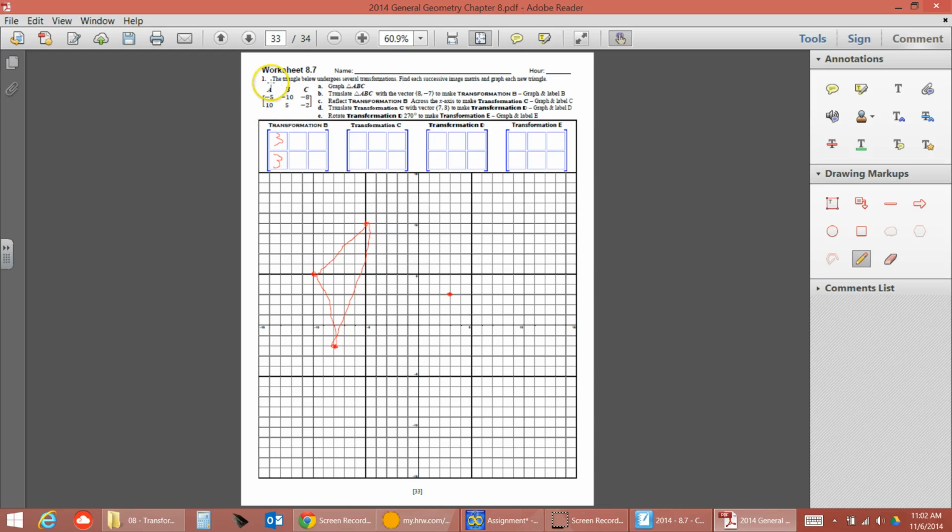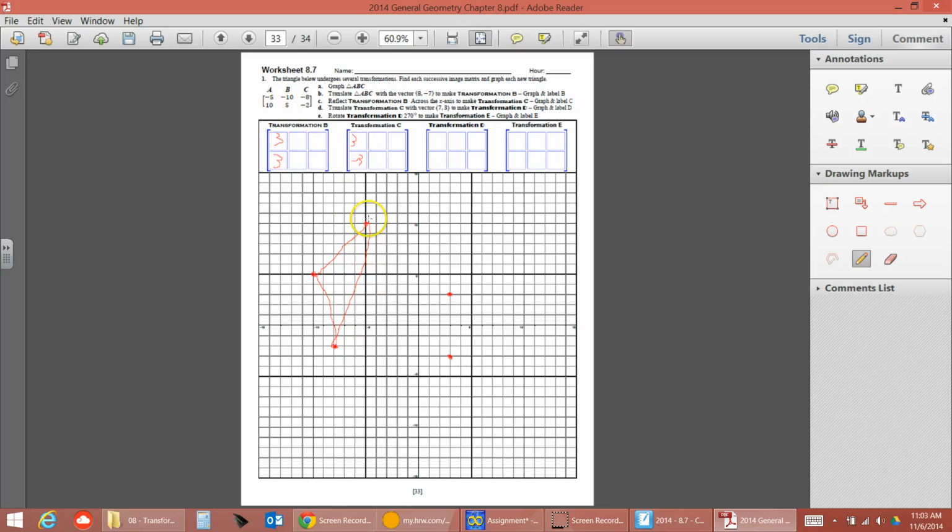Now it says reflect the new shape, that transformation B, across the x-axis. So if I start here and I want to go across the x-axis, I'm going to count down 1, 2, 3, and I'm going to count 1, 2, 3. Now I'm doing the visual method. You can also use the coordinate method if you'd like. Here's 3, -3. The coordinate rule for a reflection across the x-axis is (A, B) becomes (A, -B). And I did that right there.